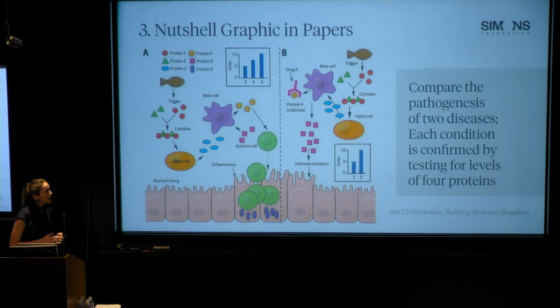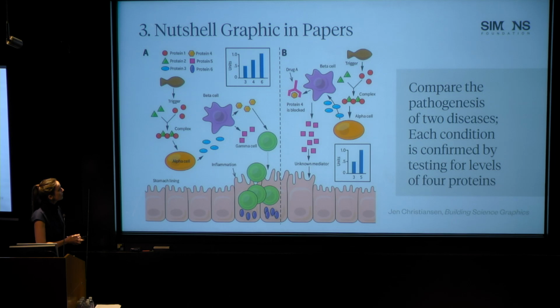Okay, so I'm going to do a makeover of this figure. What time are we at? Yeah, okay, perfect. This is two disease pathways that are triggered by the same thing. And they're disease pathways in cats, which is why the trigger is a little cat treat. And they are diagnosed by looking at the different levels of protein in the blood, which are these two bar charts here. And it's a very nice figure. It's bright and colorful, and it's very attractive.